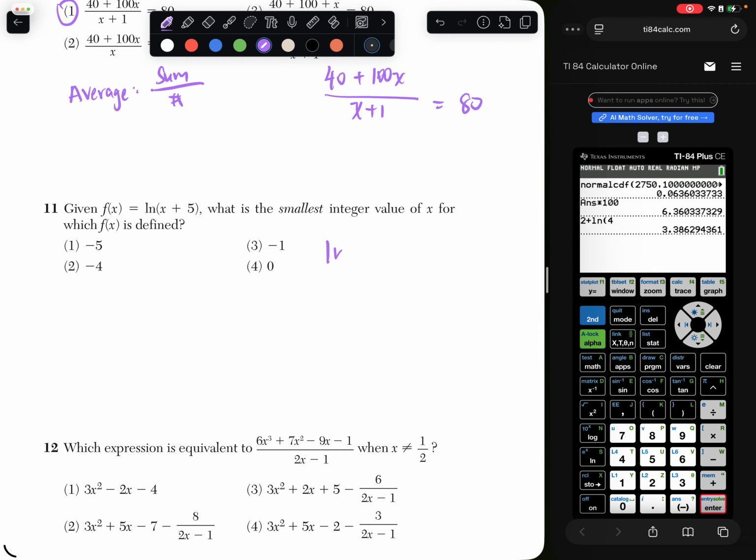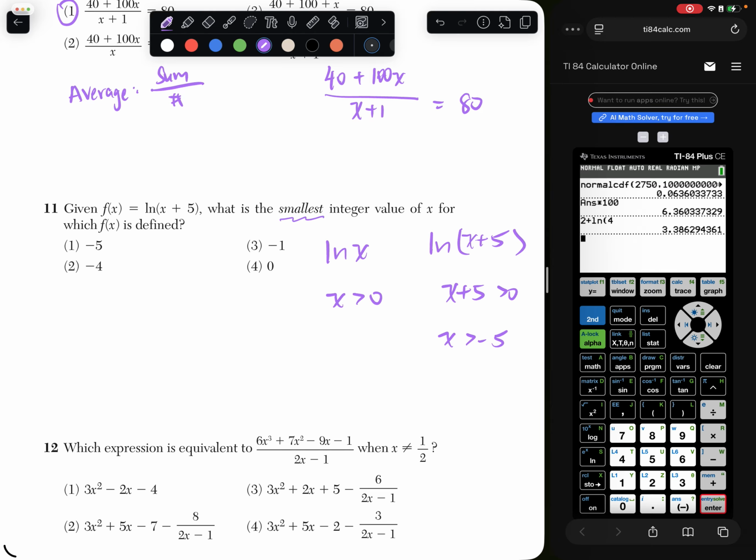So let's say we have ln of x. x has to be greater than 0. It can't be 0, and it can't be less than 0. So I'm going to use this fact for ln of x plus 5. That means x plus 5 has to be greater than 0, so x has to be greater than negative 5.